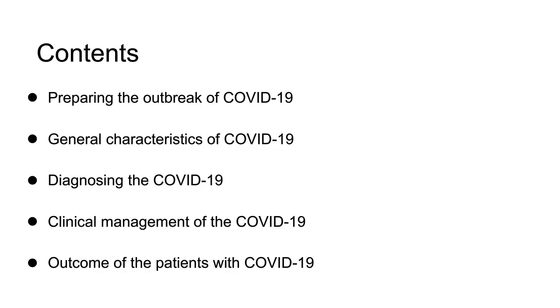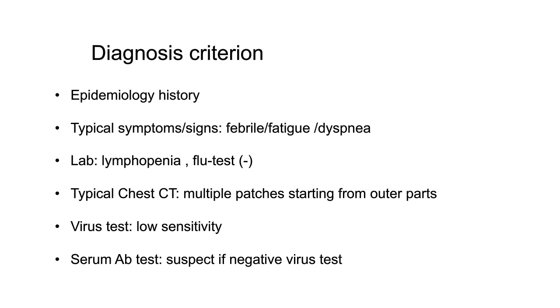Okay, next I will talk about the diagnosis of COVID-19. So this is the criteria for the diagnosis, including the history, symptoms, and signs. The typical symptoms are abdominal fatigue, fever, and the lab test shows hypoxemia. Also, we need to run the flu test to exclude other virus-related causes. And the typical test CT demonstrated multiple lesions starting from the outer part of the lung.